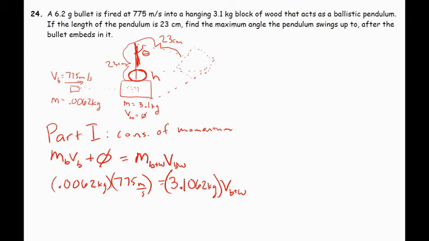So here we end up finding that the velocity of the bullet plus the wood is equal to 1.547 meters per second. Okay, now I have another part. I have not solved my problem completely because I have part 2. And for part 2, we're going to use conservation of energy.